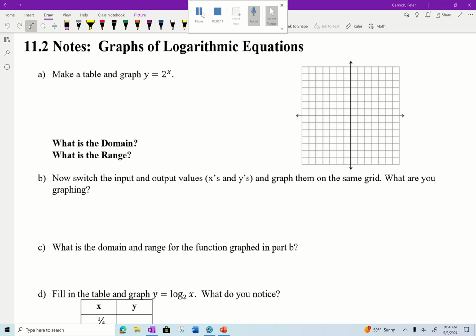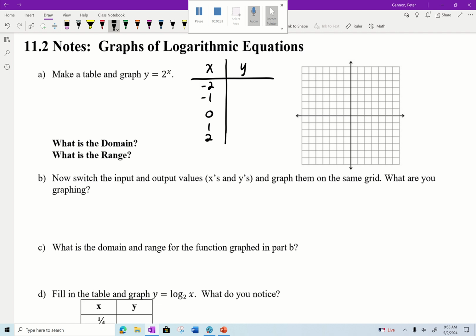So we're going to start out actually with something we did in chapter 10, and we're going to make a table and we're going to graph the exponential function y equals 2 to the power x. So, just kind of going back to that table of values, we're going to go x, y. We're going to use -2, -1, 0, 1, and 2.